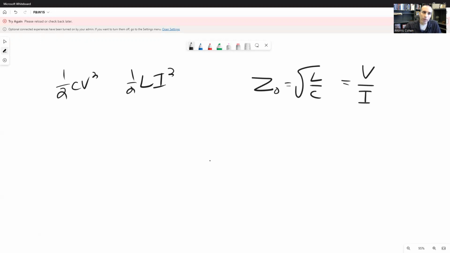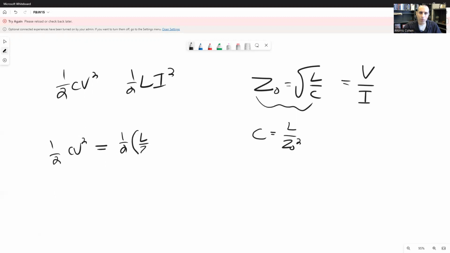And so let's take, for example, 1/2 CV squared, and let's just try to make a couple substitutions in here, right? So we can rearrange this into the following form, that C equals L over Z zero squared. So let's substitute that in. This will be 1/2 times L over Z zero squared times V squared.